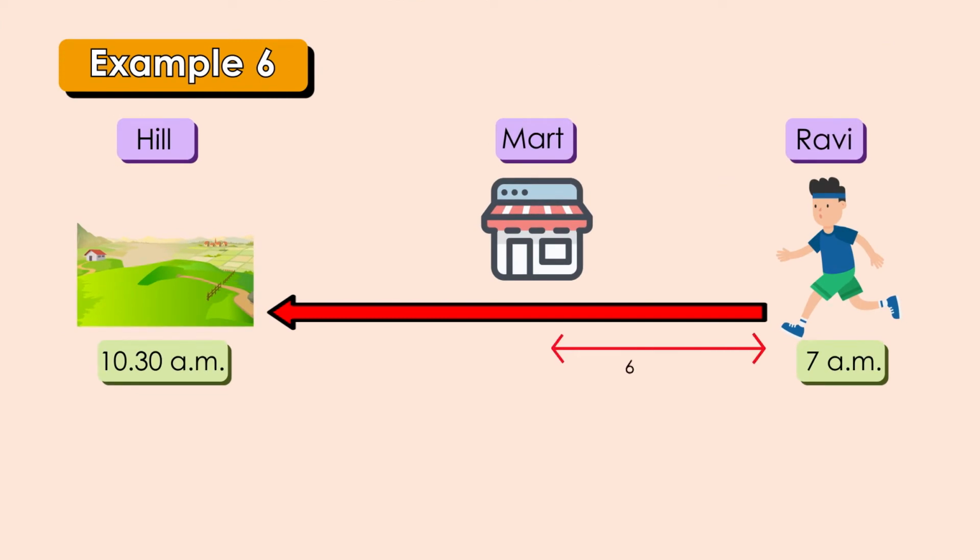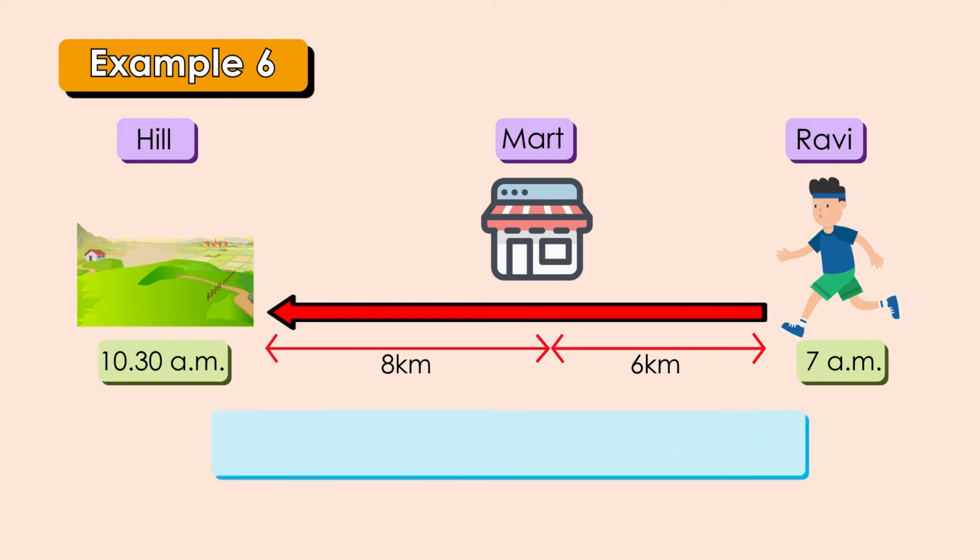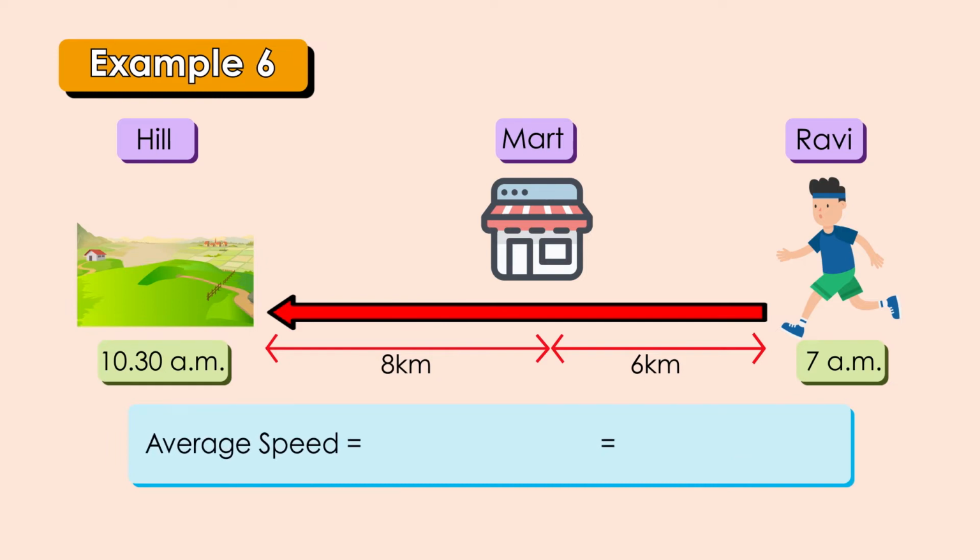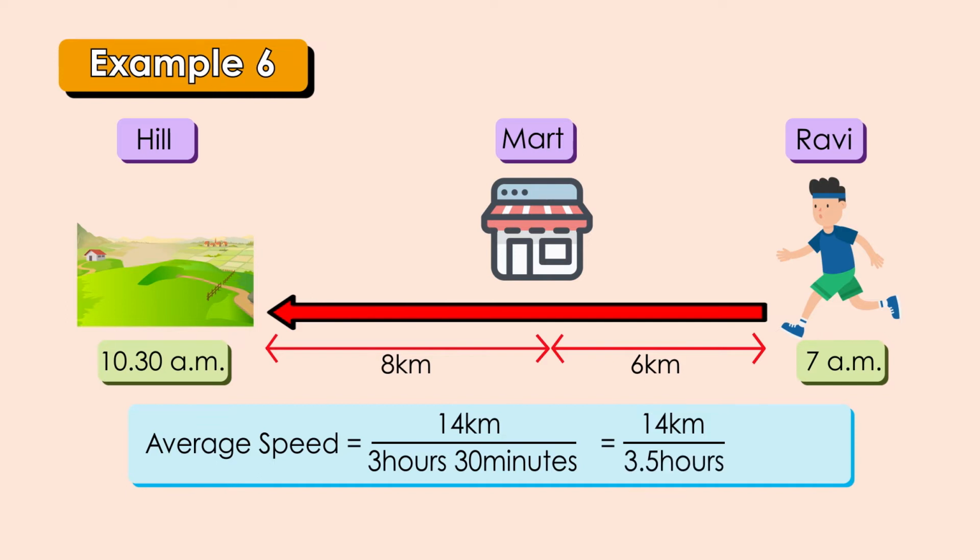It is given that the distance from the park to the mart is 6 kilometers and the distance from the mart to the foot of the hill is 8 kilometers. Average speed is the total distance, 8 kilometers plus 6 kilometers, which is 14 kilometers, then divided by the total time taken, that is from 7 a.m. to 10:30 a.m., which is 3 hours and 30 minutes or 3.5 hours.